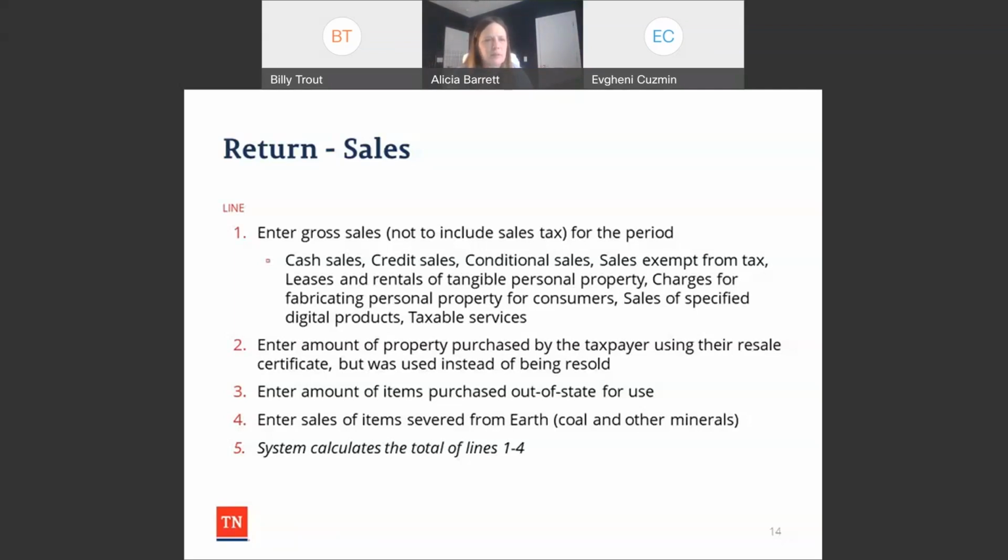Next thing is going to be entering items purchased out of state for use. So this would be things that you bought from an out-of-state company, brought into Tennessee with the intention of using those in your business. Line 4 is going to be any items that are severed from the earth, like coal and other materials. Line 5 is calculated by the system. Basically, what it's going to do is just add lines 1 through 4 together.